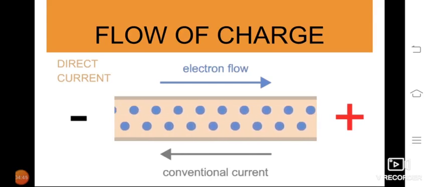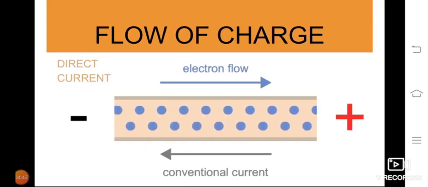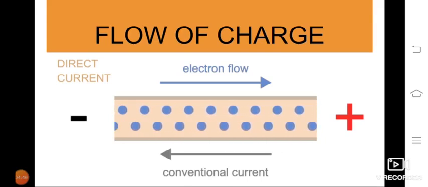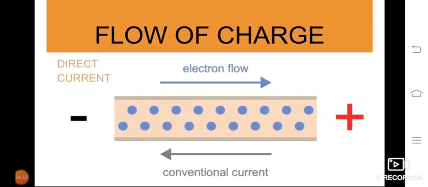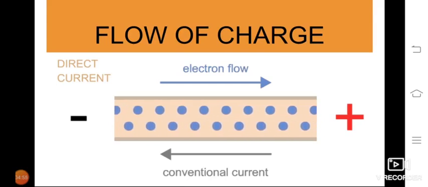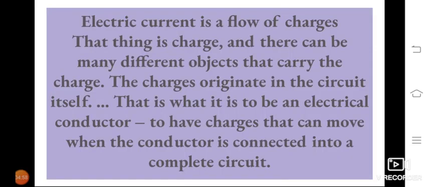Why are we saying charge? One is positive, another one is negative. So obviously we can call it a charge. These charges are commonly called electricity. Electric current is a flow of charges, positive and negative charges.